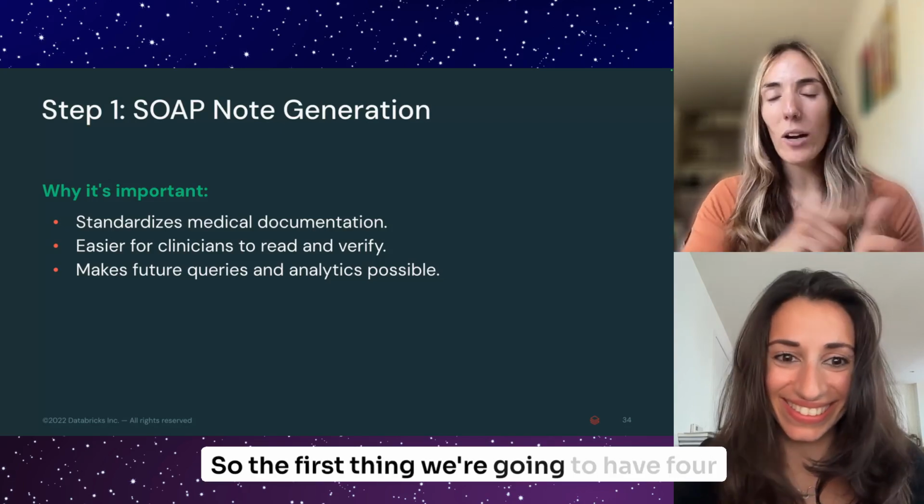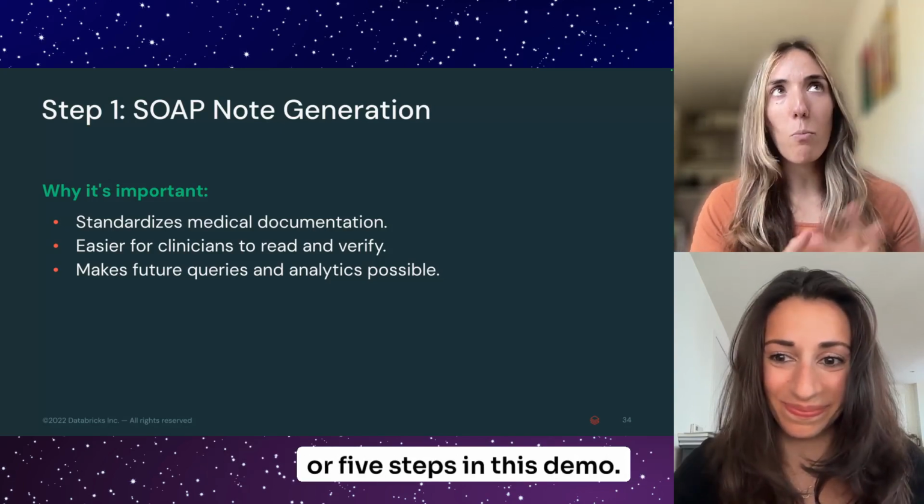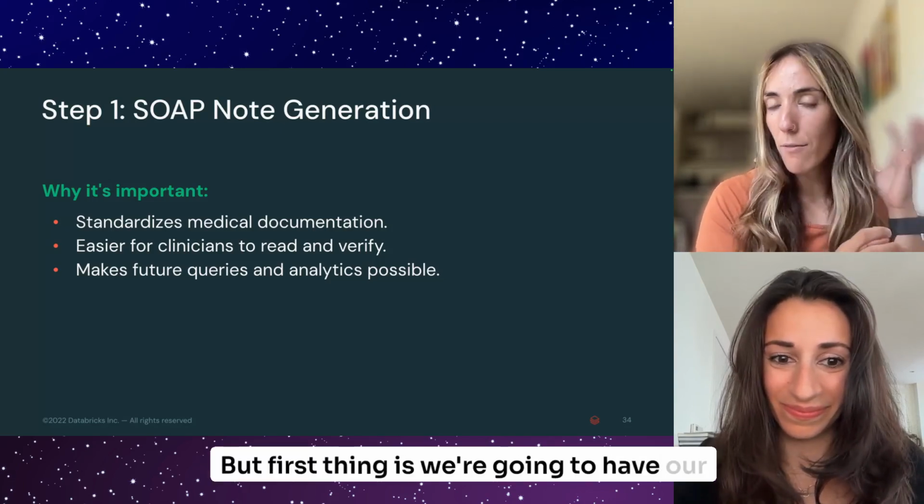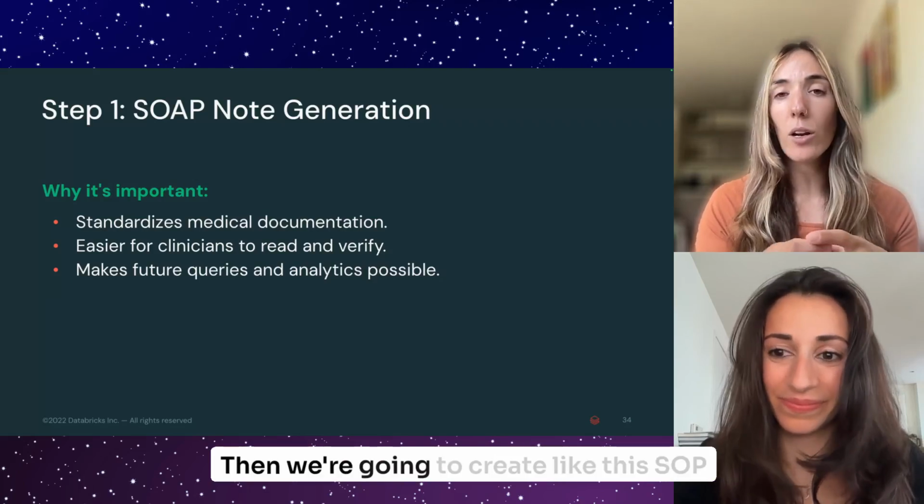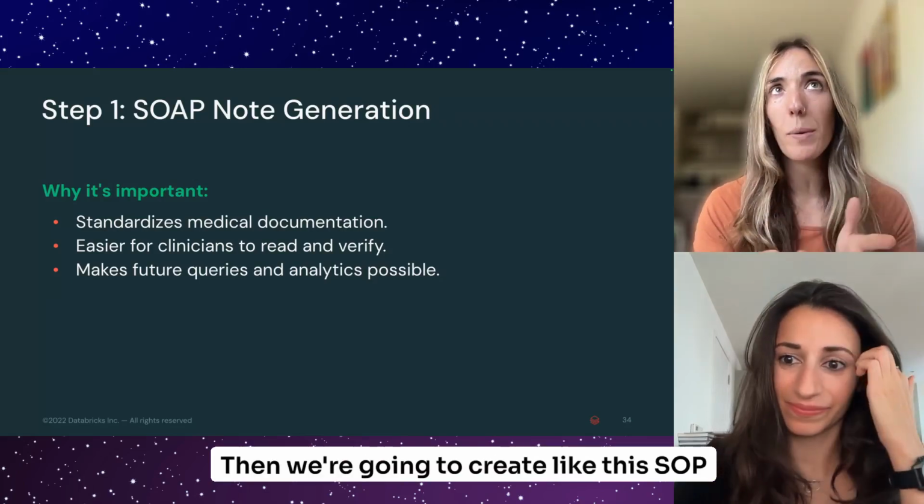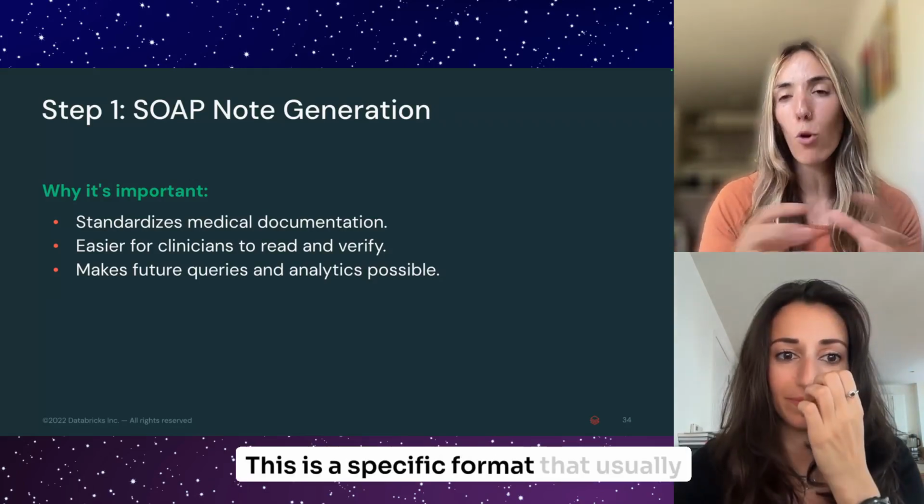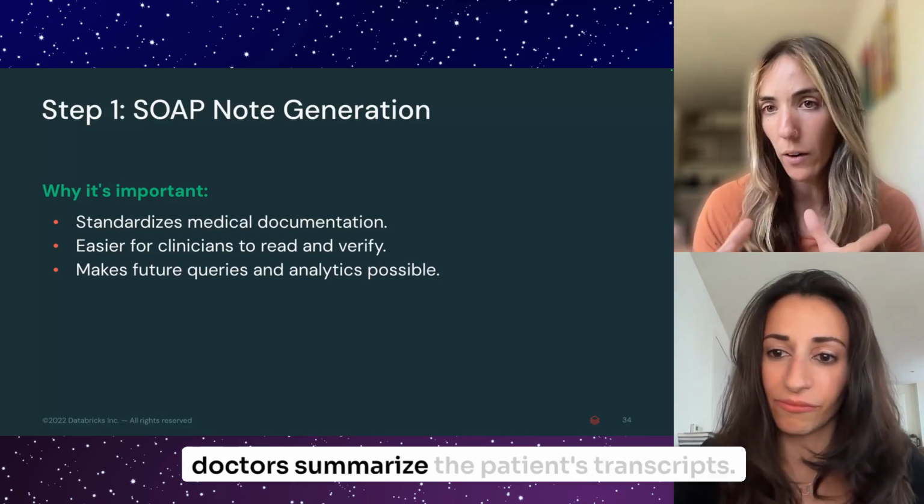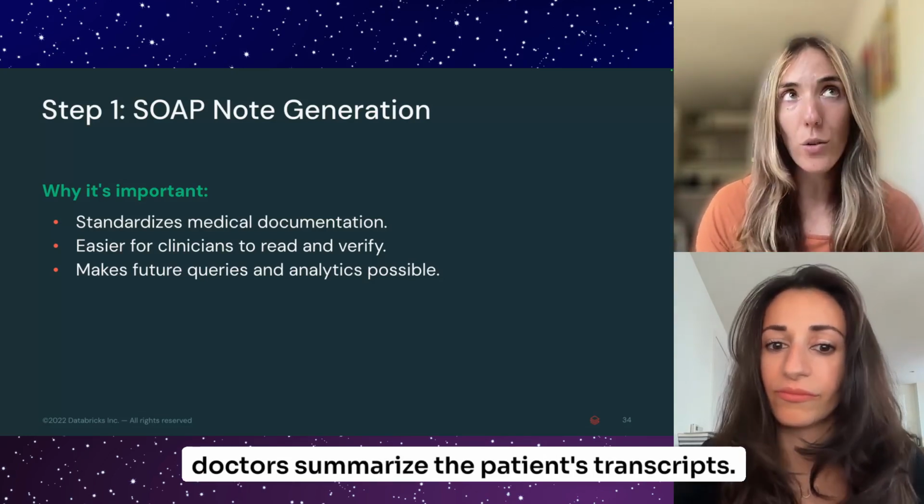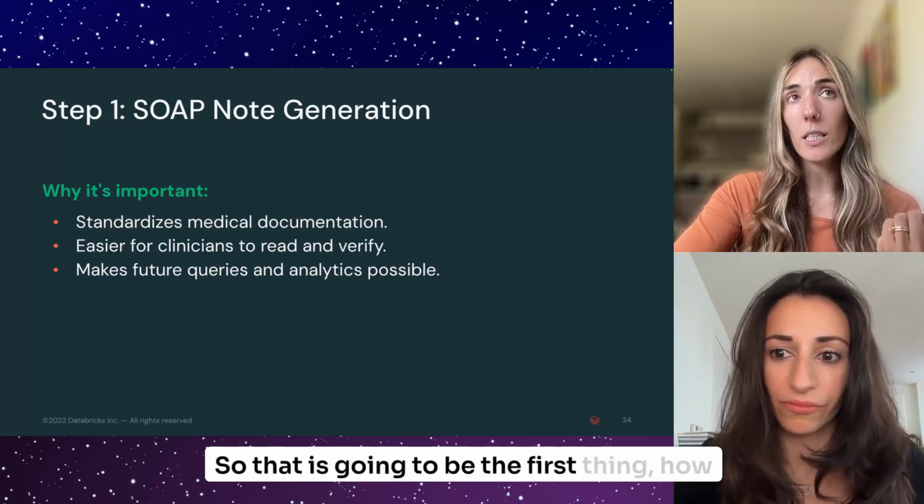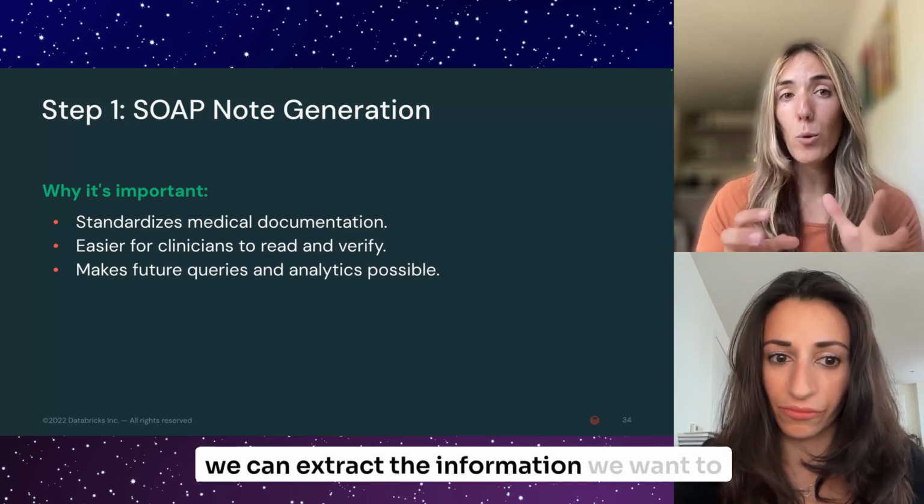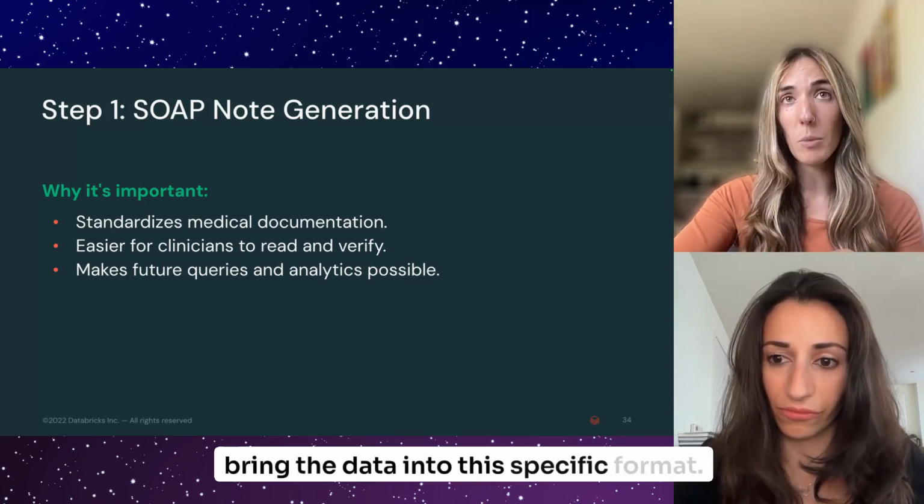So we're going to have 4 or 5 steps in this demo. The first thing is we're going to have our text data. Then we're going to create these SOAP notes. This is a specific format that doctors usually use to summarize the patient's transcripts. So that is going to be the first thing: how we can extract the information we want to bring the data into this specific format.